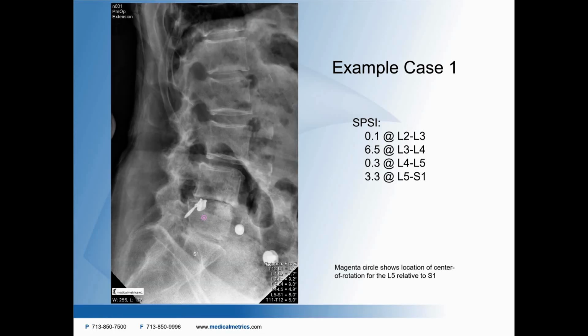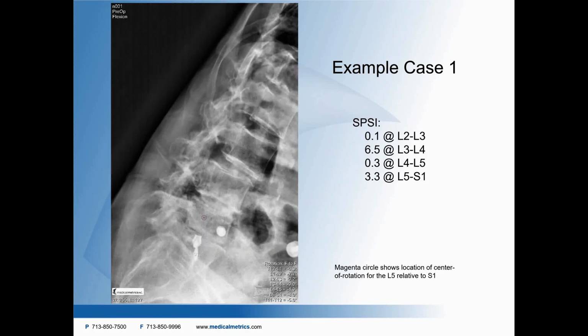This is abnormal motion. At L4, L5, SPSI is almost exactly the average found in healthy spines, whereas SPSI is 6.5 standard deviations greater than normal at L3, L4. At L3, L4, most clinicians would likely not need SPSI metrics to appreciate instability, but at the other levels it may not be so obvious without SPSI.